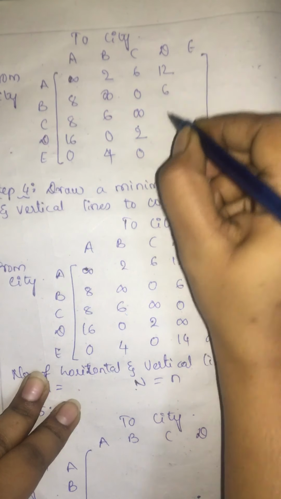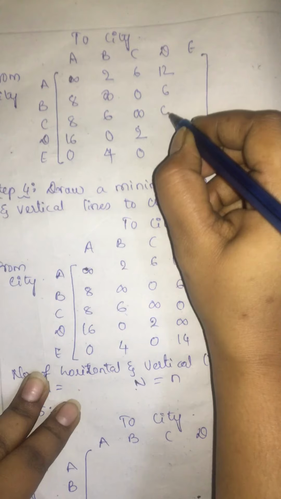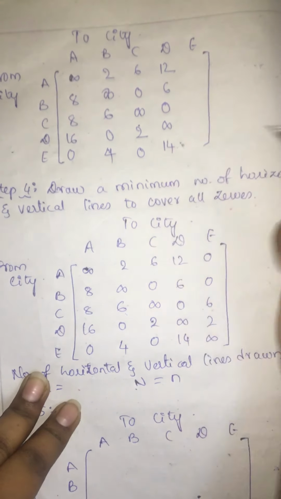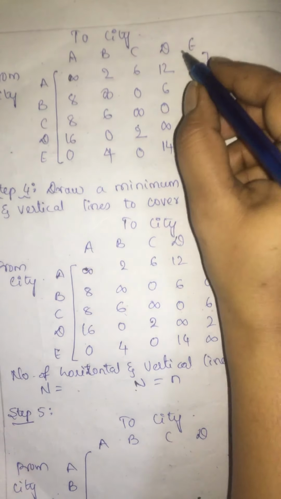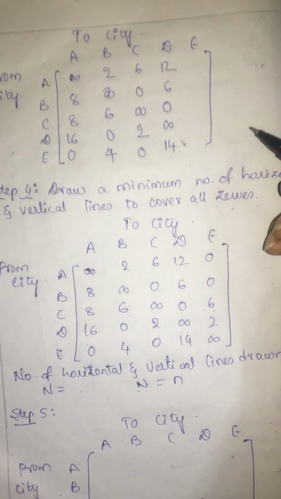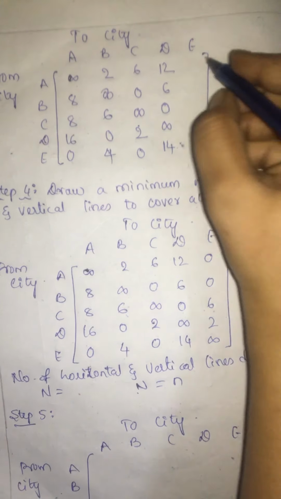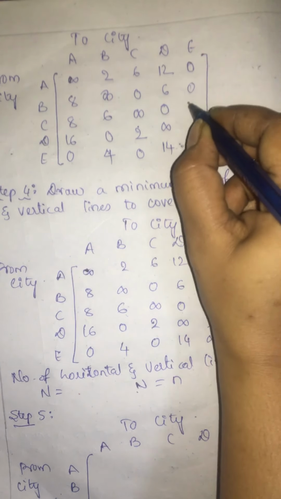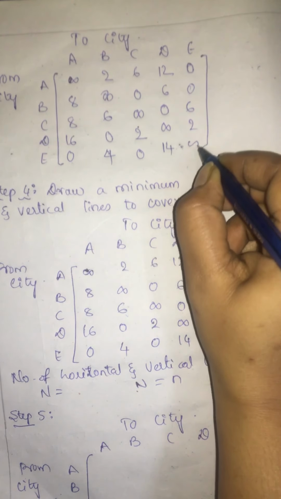12, 6, 0, 8, 14. Okay, so take the fifth column. So in the fifth column, what is the minimum value? The minimum value remains 0. So keep the column as it is. That is 0, 0, 6, 2, infinity.